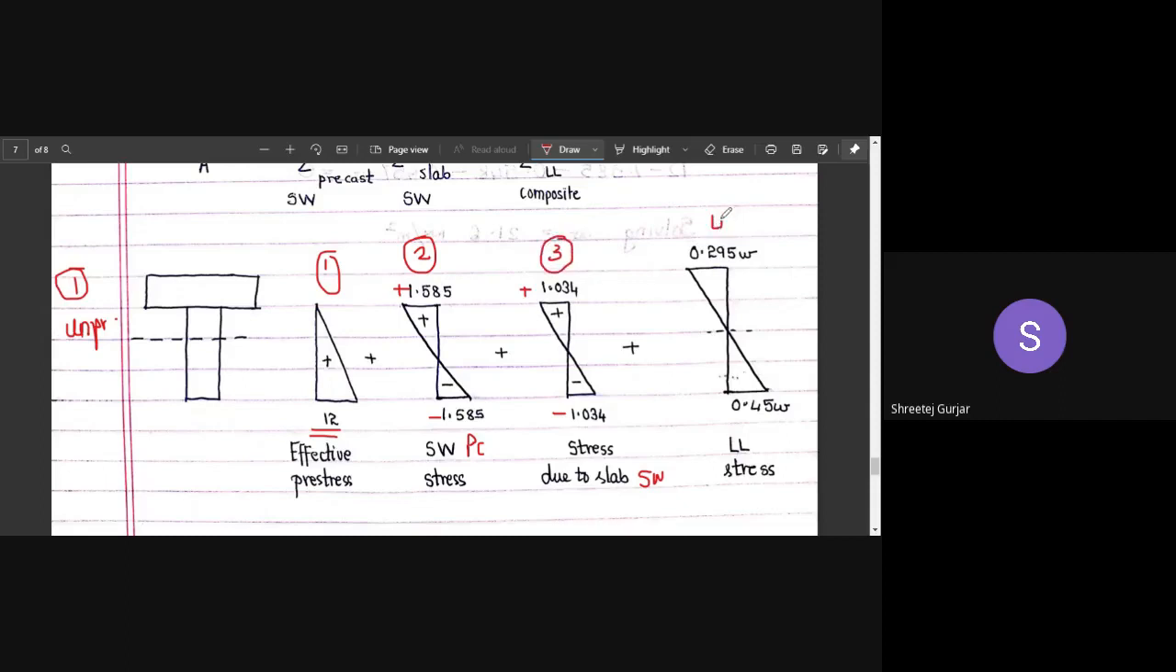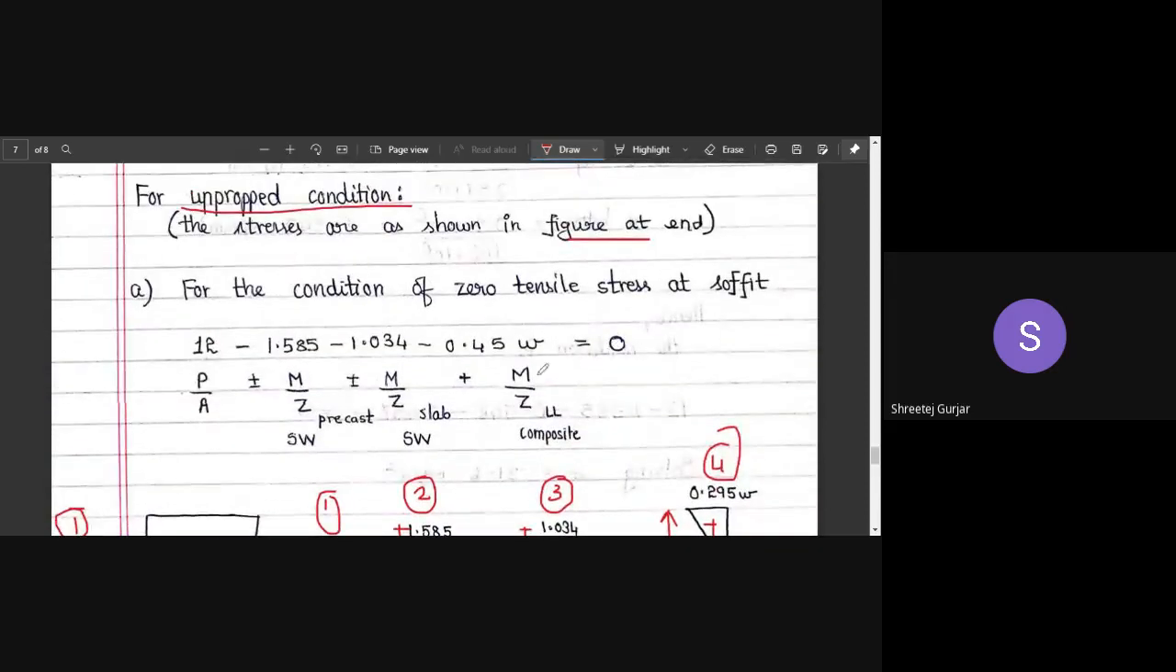This fourth one is due to live load, which we have just calculated right now. Live load stresses. So as I've told you, you have to consider the entire depth of the section for this calculation. This is plus, this is minus. Okay.